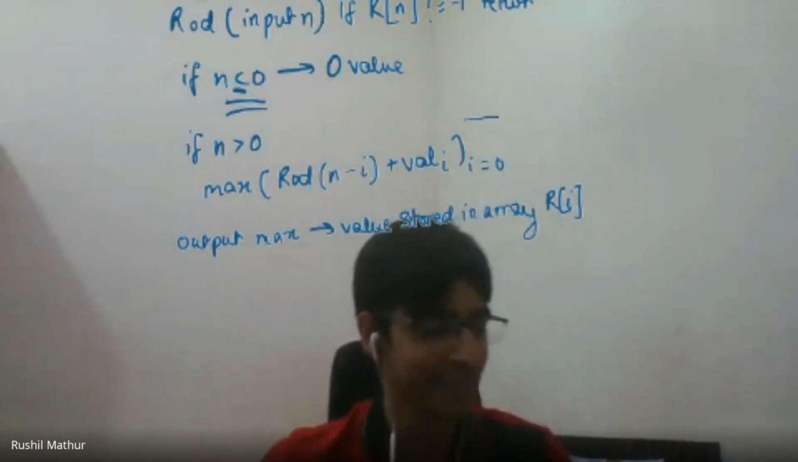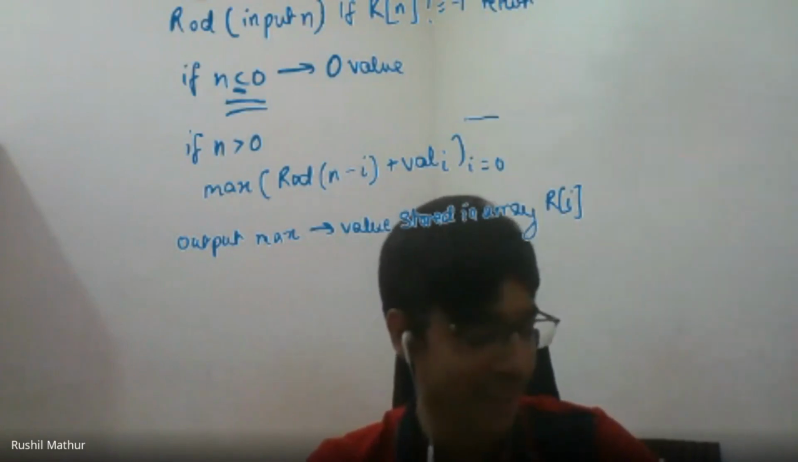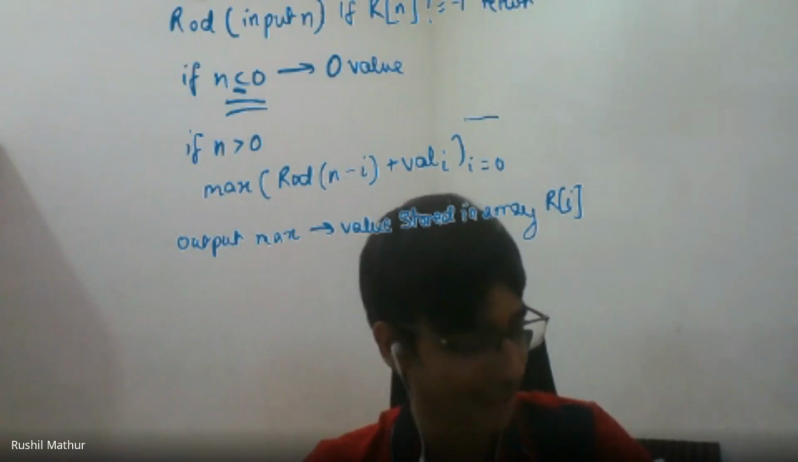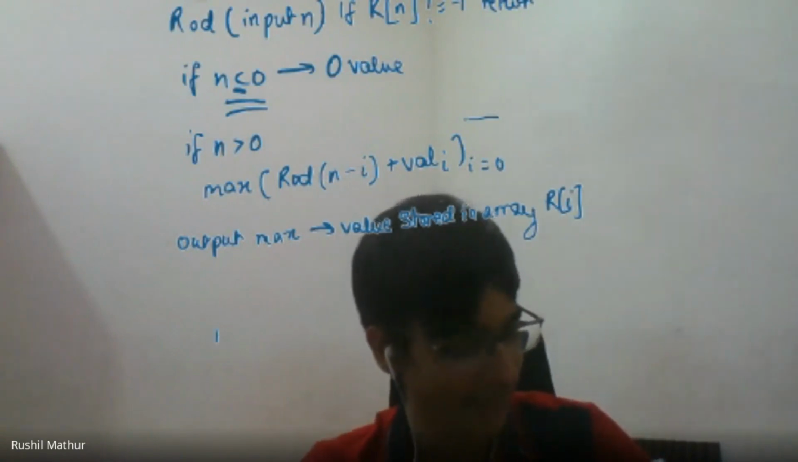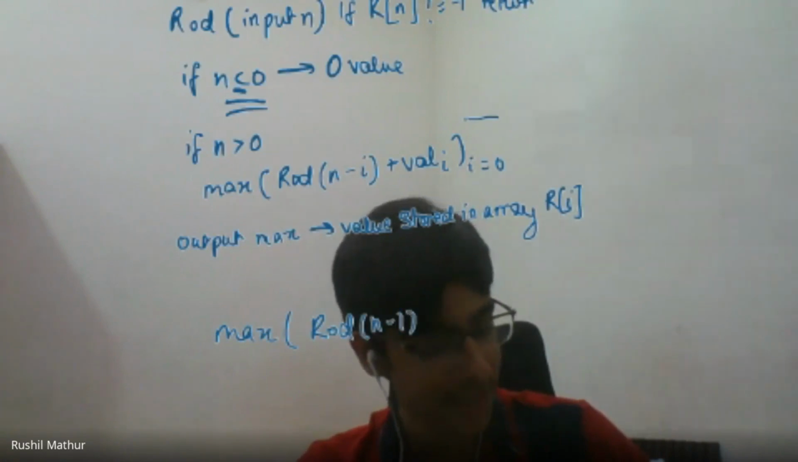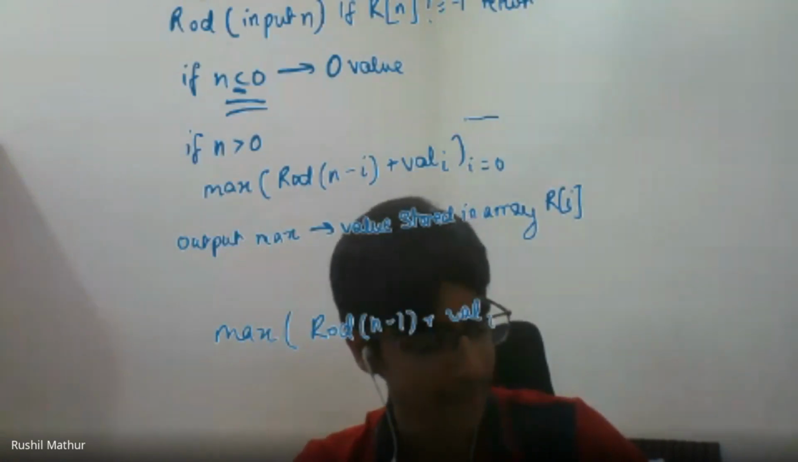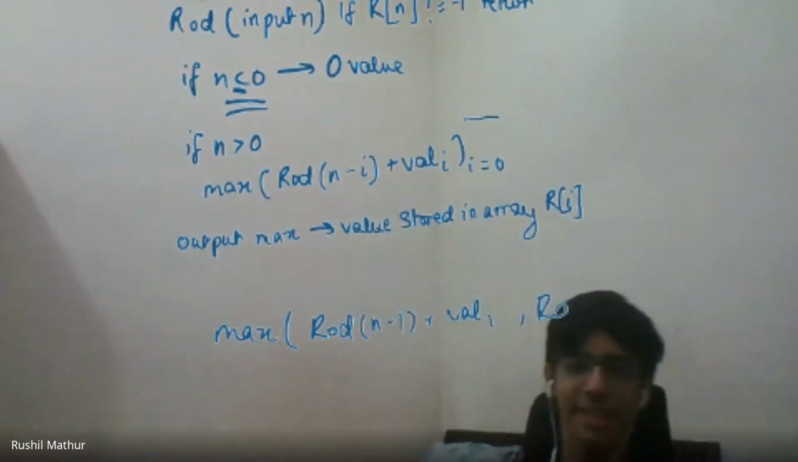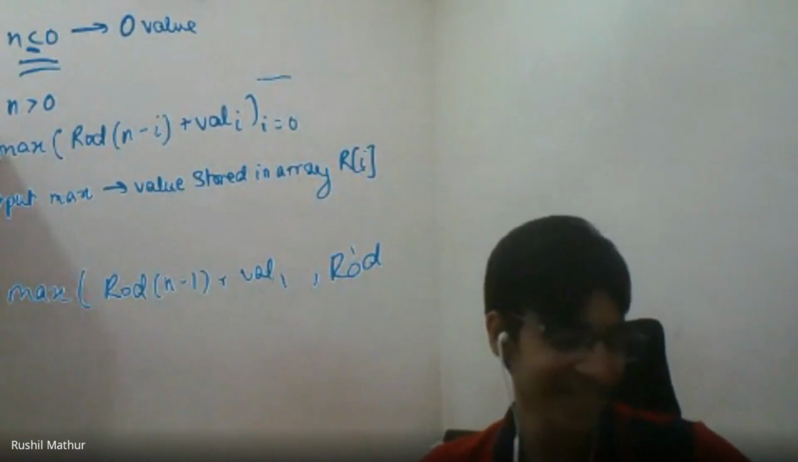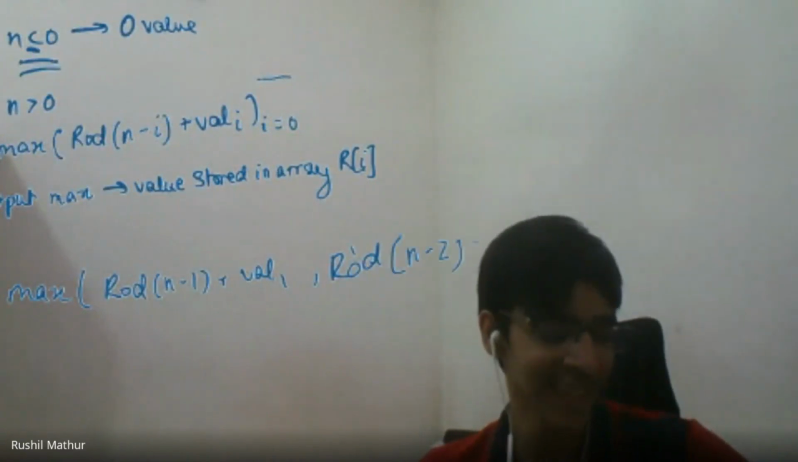Did everyone understand? So here we were only considering cutting into two parts, right? Okay, so I should make this more clear. When we say max of rod n minus i, what we are saying is the max of rod n minus 1 plus value of 1, rod n minus 2 plus value of 2, and so on.